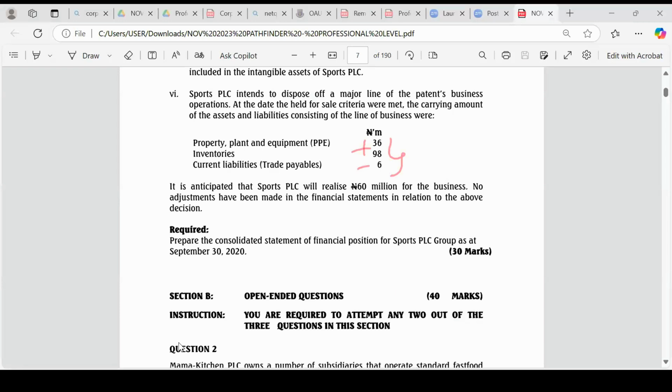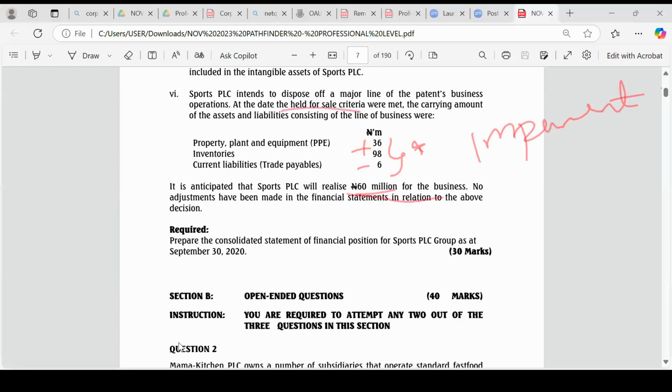All right, okay. And then we're told it is anticipated that Sport PLC will realize what they can recover. Their realizable value is 60 million. I'm sure the book value of this operating line is higher than 60 million. So it already means there's going to be an impairment here. We are going to impair this, right?